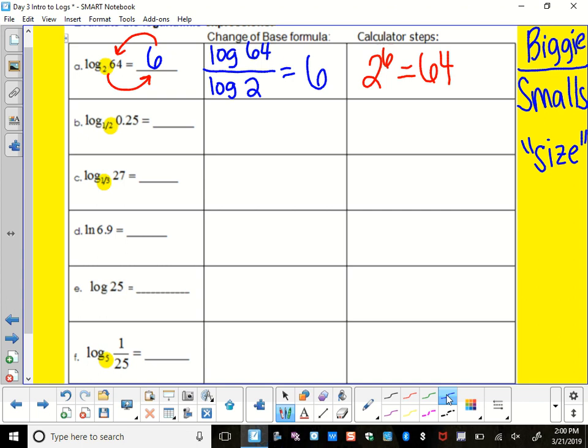Right, look at letter B. This is why I said we have to think about the size, because clearly 1/2 is bigger than 0.25, but we're not looking at which one is greater in value. We're looking at which one is bigger in size, like the font size. So which one is the biggie? 0.25, and which one is the smallest?